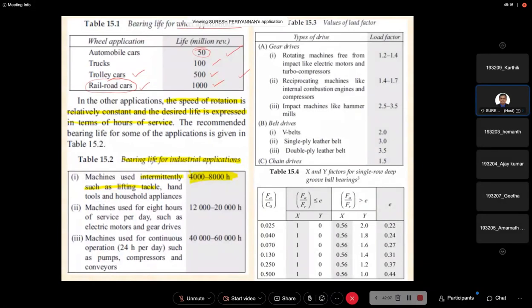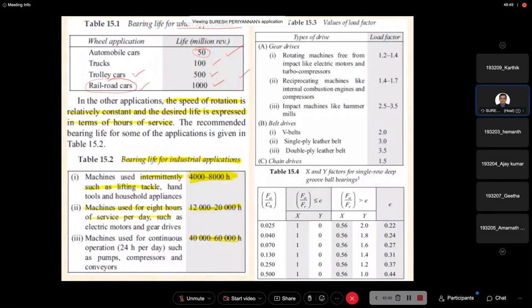Okay, now they come to machines used 8 hours in the industry per day, I mean, as electric motors and gear drives. This is 12,000 to 20,000 hours. Machines used in continuous operation 24 hours per day, we are using this value 40,000 to 60,000 hours. So this range we are defining based on our load condition and other factors. Okay, so that's what we are telling the range here.